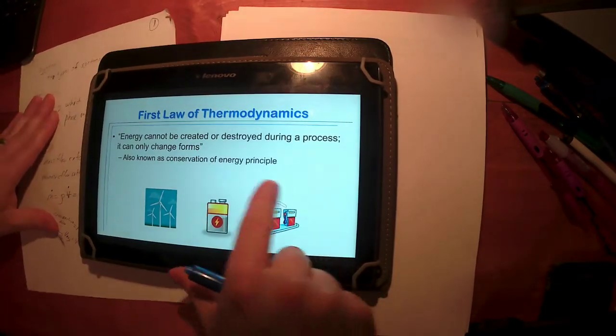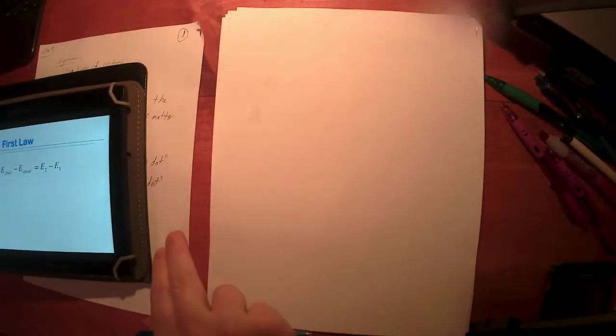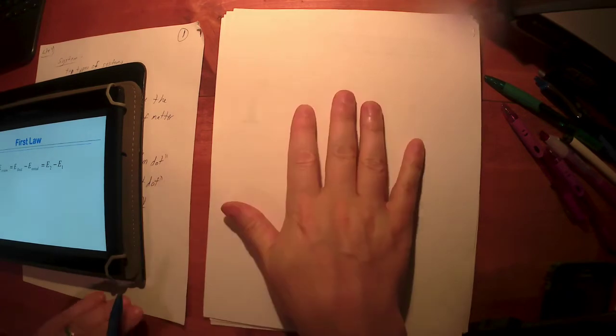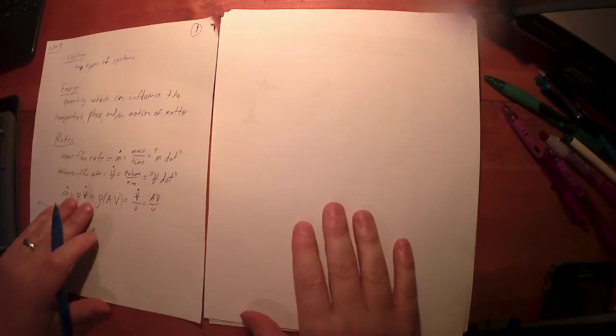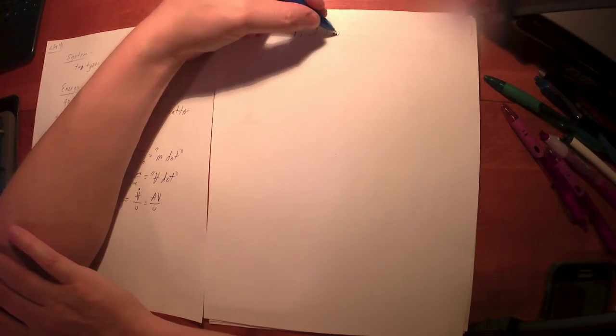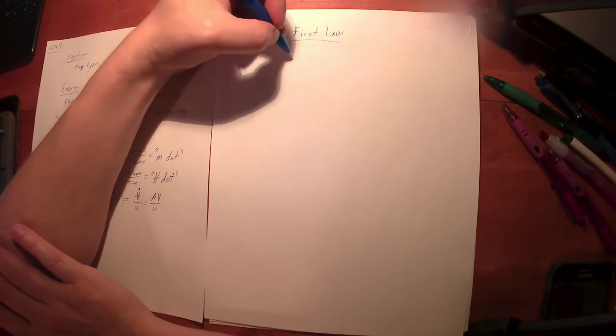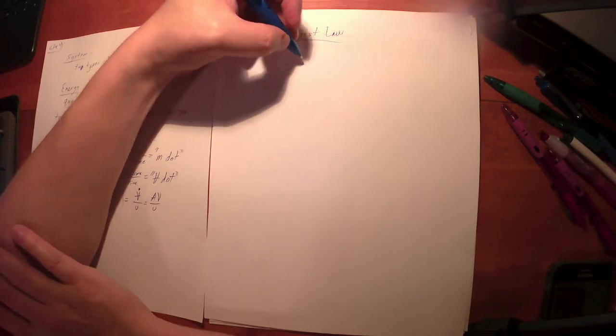Before I move on, I'm just going to derive this out on a sheet of paper. So the first law, let's set this aside. You're welcome to follow along in the notes. If we derive the first law, what is the first law? Well, the first law is saying energy cannot be created nor destroyed. It can only change forms.